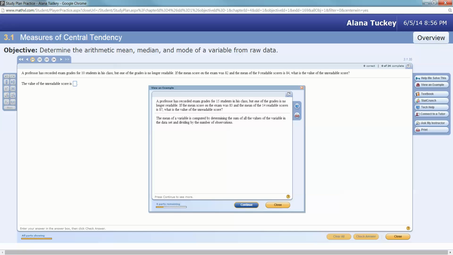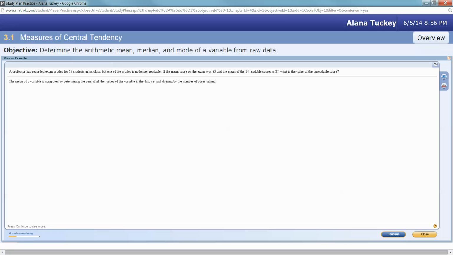Okay, so let me view an example here. Make it bigger. It says a professor has recorded exam grades for 15 students in his class, but one of the grades is no longer readable. If the mean score on the exam was 83 and the mean of the 14 readable scores is 87, what is the value of the unreadable score? Okay, so let me write this out here.